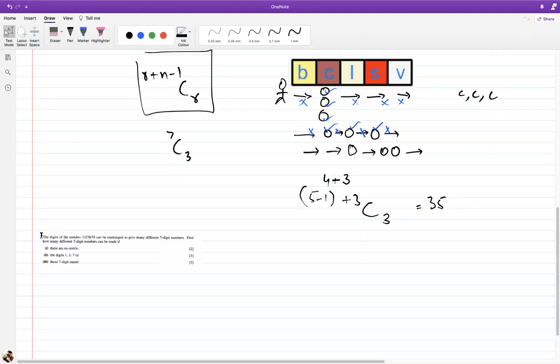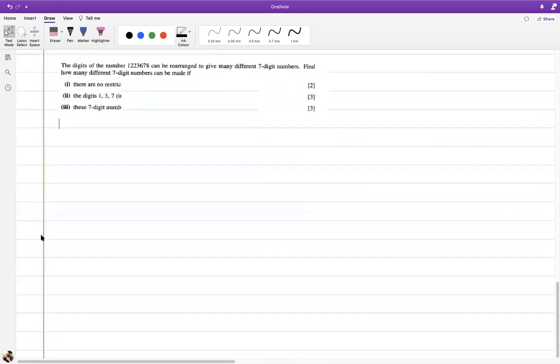Okay, so here's a question. The digits of the number 1, 2, 3, 6, 7, 8 can be rearranged to give many different 7-digit numbers. So how many digits do we have? We have seven digits. So if there are no restrictions, that means you can arrange them any way you want. Okay, but obviously you're only allowed to pick from these. So how many different ways do you have? You have 7 factorial ways.